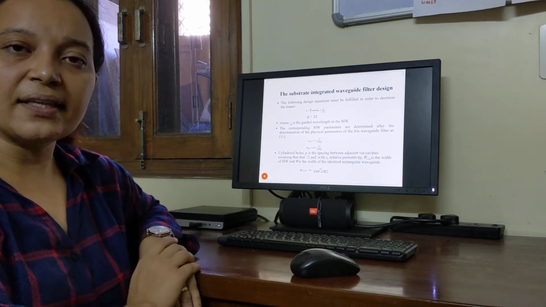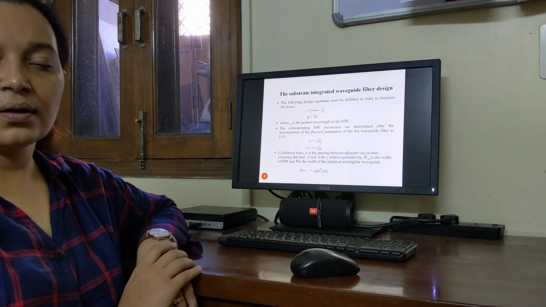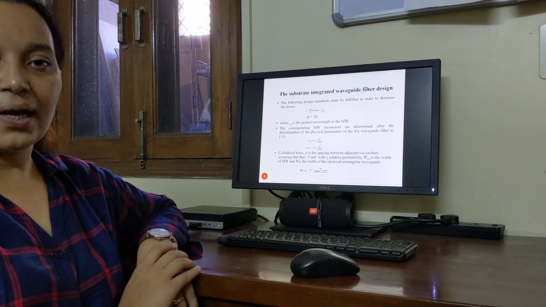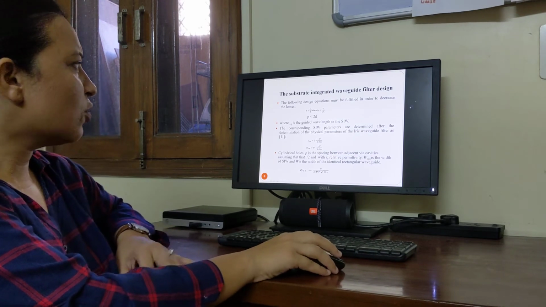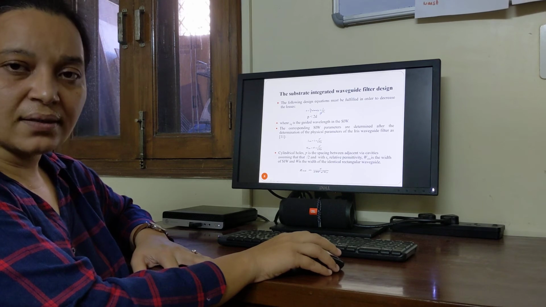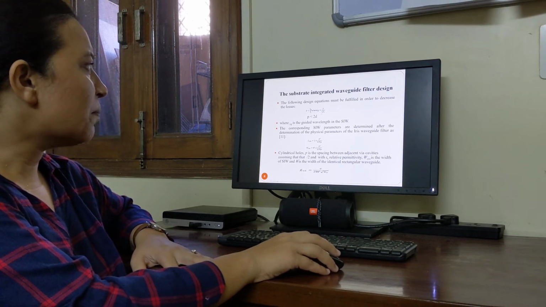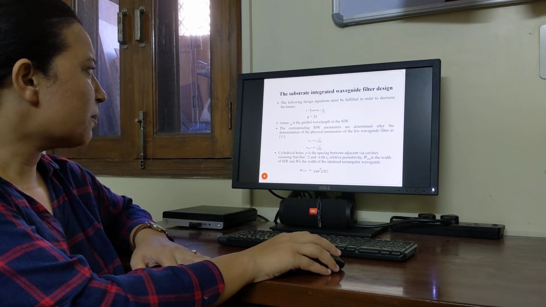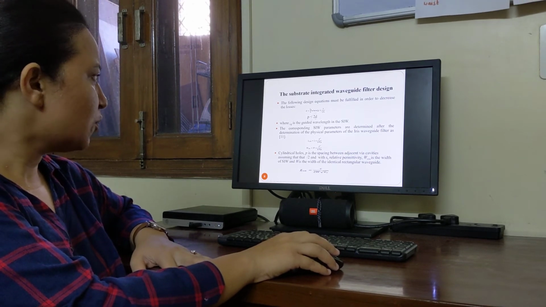Now, how to design this structure? This is new in the era of communication due to its manifold advantages. The following design equations must be fulfilled in order to decrease the losses. D is the diameter of the vias, it should be lambda g by 5, where lambda g is equal to c by f root epsilon r. P is the pitch length, that should be less than 2d.